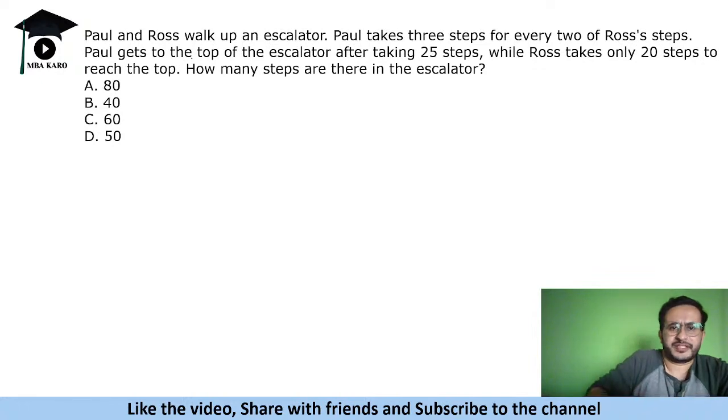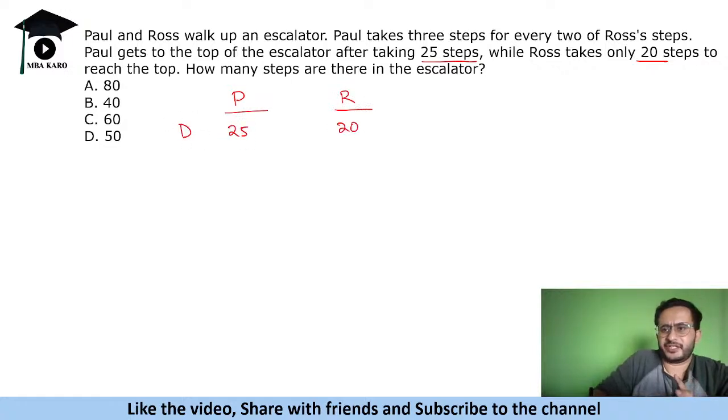Now how do we do this? Keep this in mind. The distance is 25 steps for Paul, and for Ross the distance is 20. He's taking 20 steps. Now if you talk about the speed, his speed is 3, his speed is 2. So what will be the time taken? He will take 25 by 3 seconds, and he will take 10 seconds.